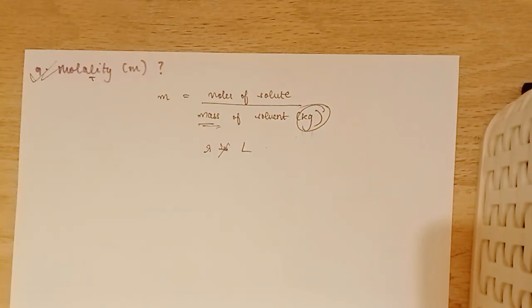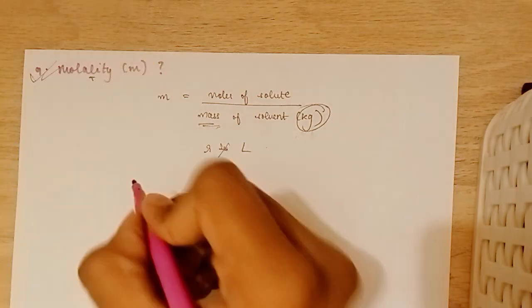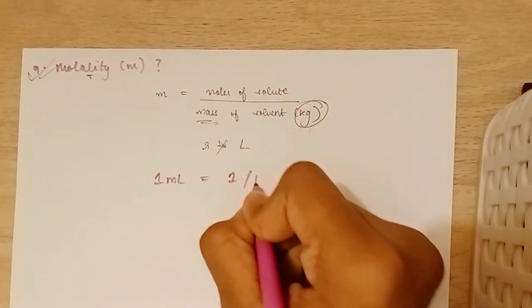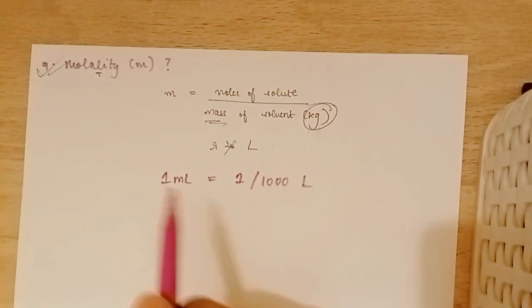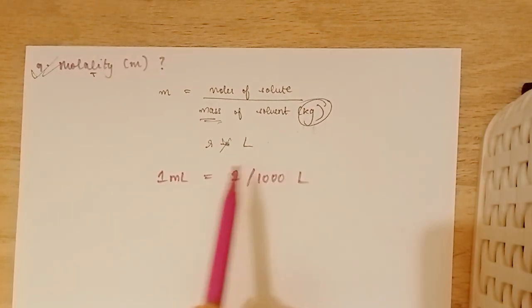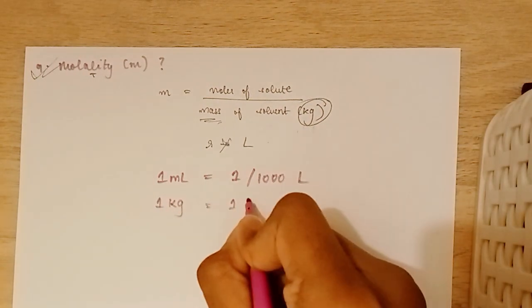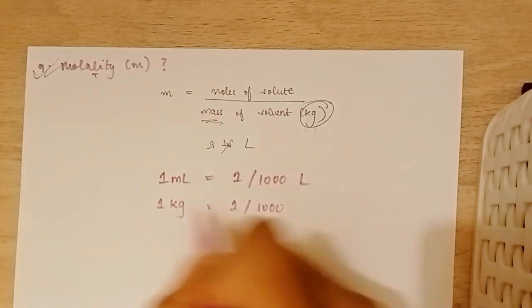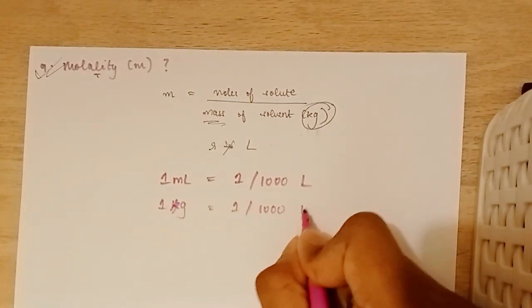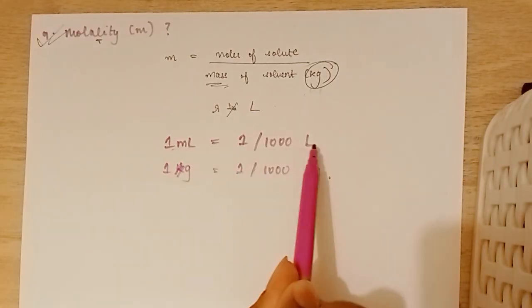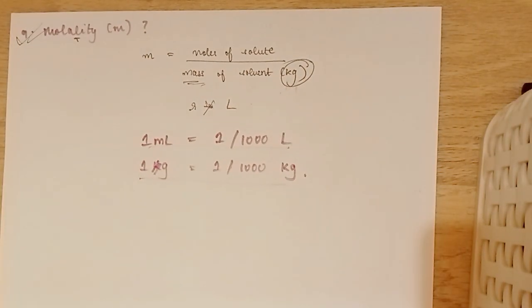An important conversion that you need to remember is 1 ml is equal to 1 by 1000 liters. So to convert milliliter to liter, the equation is 1 by 1000. And 1 gram is equal to 1 by 1000 kilograms. Why did I say this? This is needed for molarity. This is needed for molality. R and L.